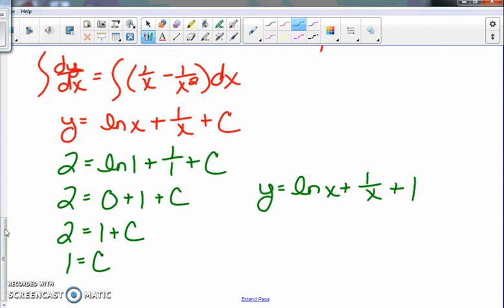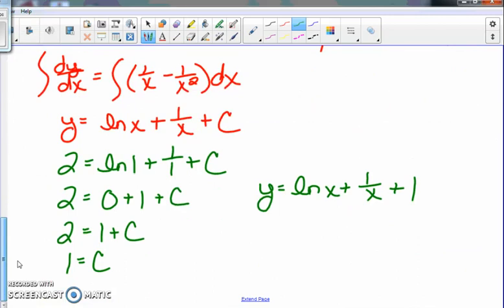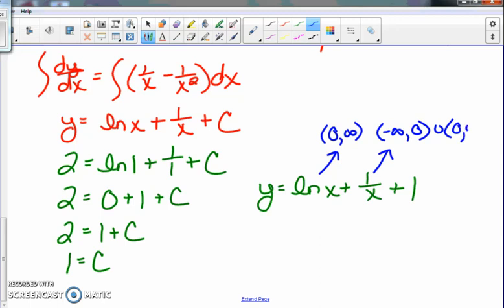Now, basically what they were saying with all of this stuff at the top about the continuous and the discontinuous is that when you integrate it, you need to be sure to include any domain restrictions. So, for example here, natural log can only be evaluated for positive x values. So that tells us that our domain would have to be x is greater than 0, or from 0 to infinity. This function has the domain restriction that x just cannot equal 0. So it could go from negative infinity to 0, or from 0 to infinity.